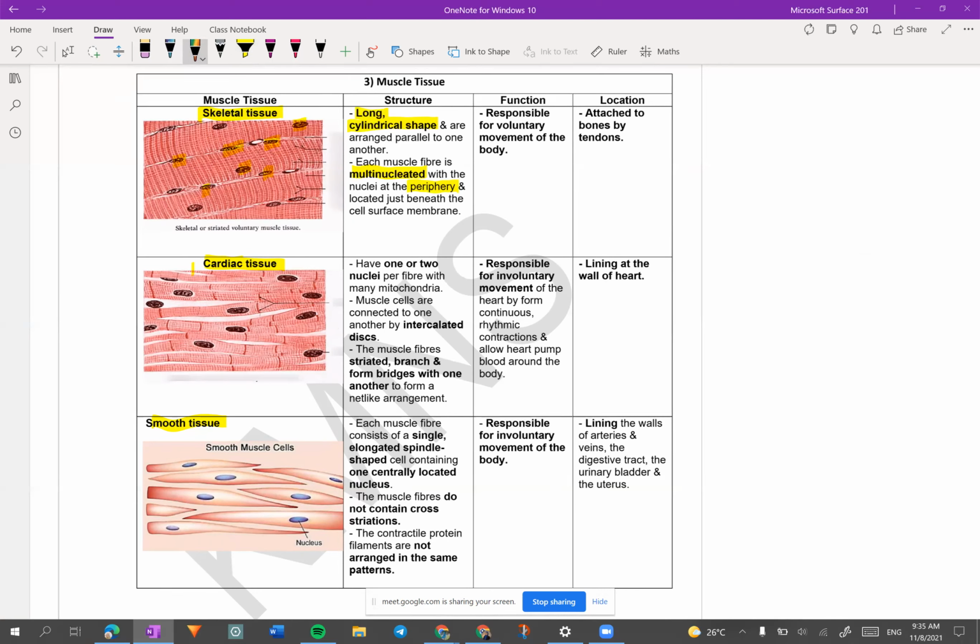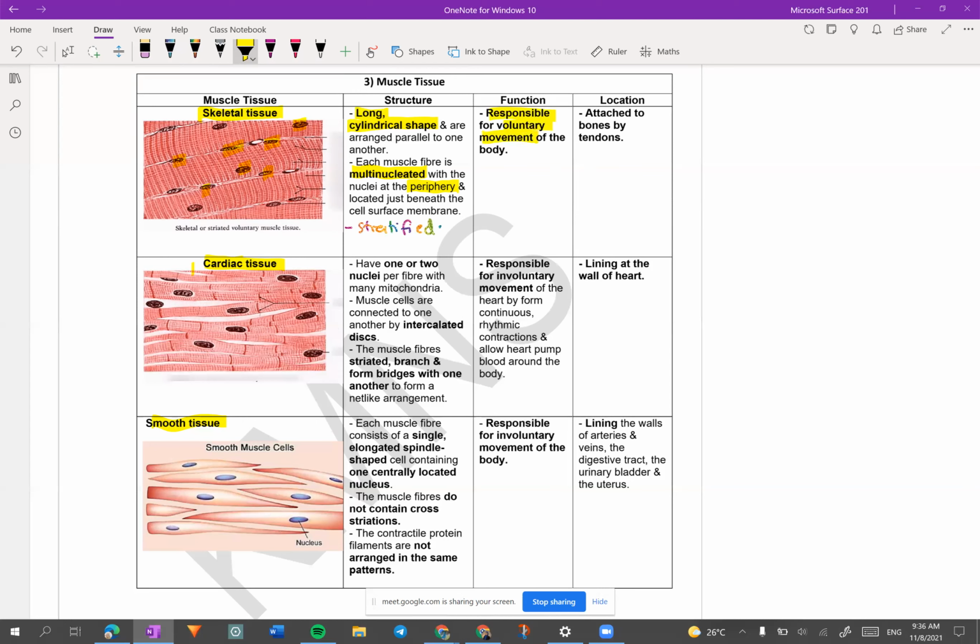Right, and then function dia responsible for voluntary movement of the body. So skeletal muscle macam yang kat tangan awak kan. Awak nak lempang orang ke, awak nak makan ke, so gunakan this muscle. Bukan nak sangat lempang orang terus. Okay, location pula, dia attached to the bones by tendons.